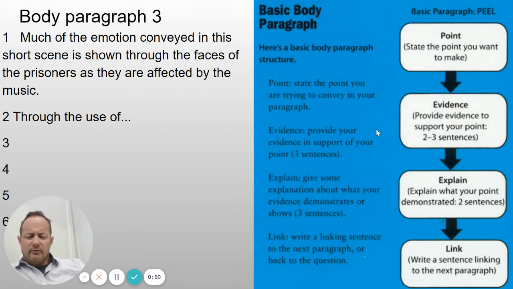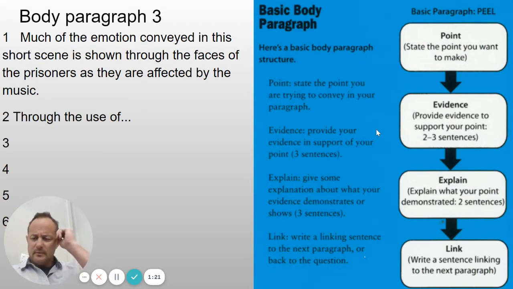We've got an acronym to help us remember that: PEAL, point, evidence, explanation, and link. And notice there, this is not a 4-sentence paragraph structure. It could be 8 sentences, it could be 9 or 10, depending on how many sentences you put in your evidence and explanation, and you may have more than one sentence for both your link or your point.